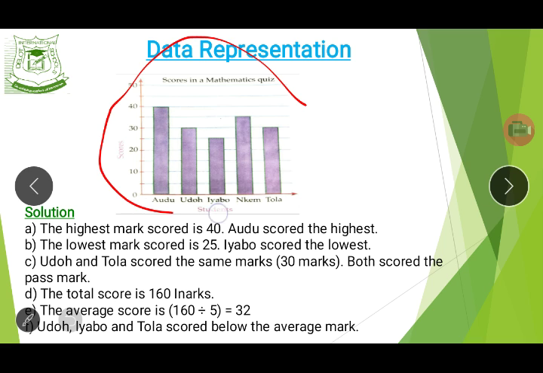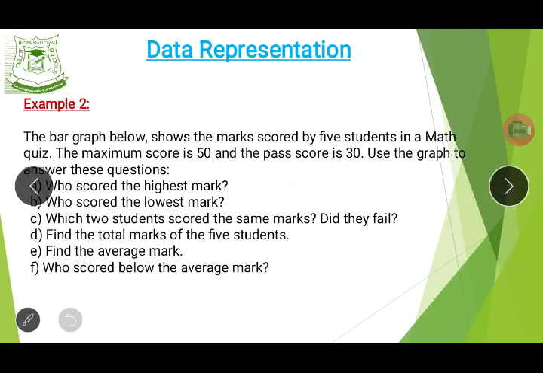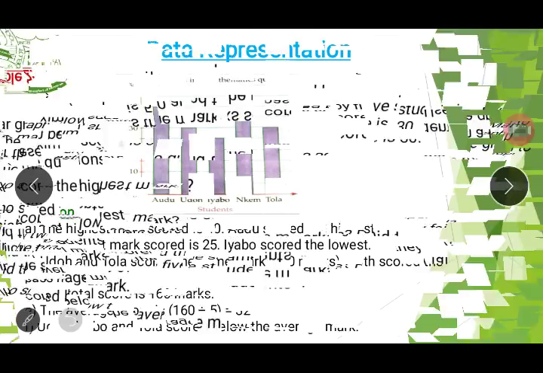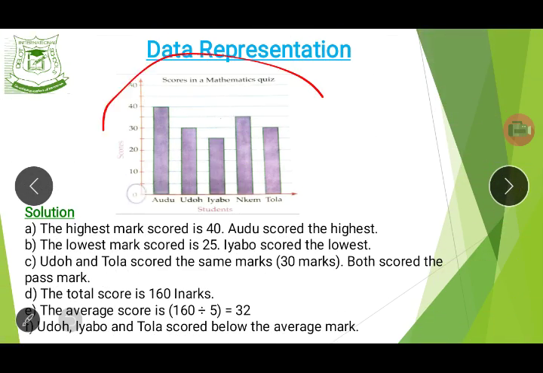This is the bar graph, the graph right now. So now the first question says who scored the highest mark? So we look at this now. In this chart that you see now, which score is the highest? You find that it is this guy here, and that's what, 40 marks. Okay, so now the answer is the highest mark scored is 40, right?